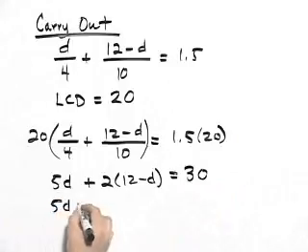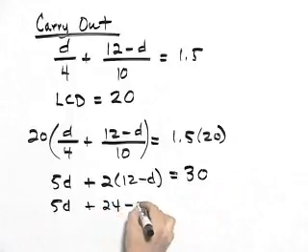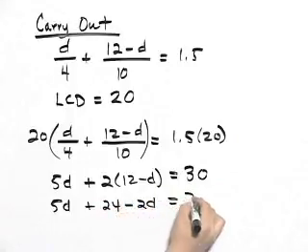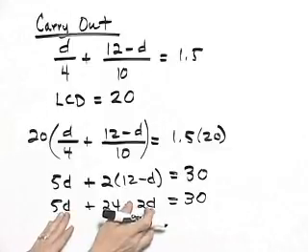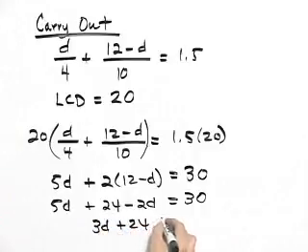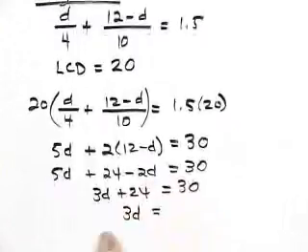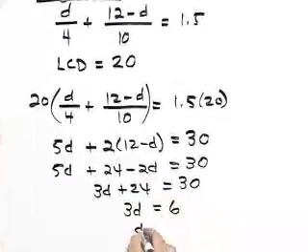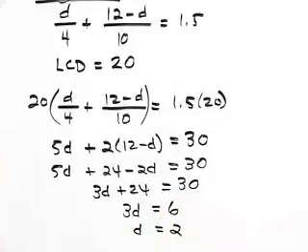Simplifying a bit, using the distributive property here, we'll have 5D plus 24 minus 2D equals 30, and then we can combine like terms. 5D minus 2D is 3D, plus 24 equals 30. We can subtract 24 from both sides of the equation, and so we'll have 3D equal to 6, and then divide both sides by 3, so we have D is 2.